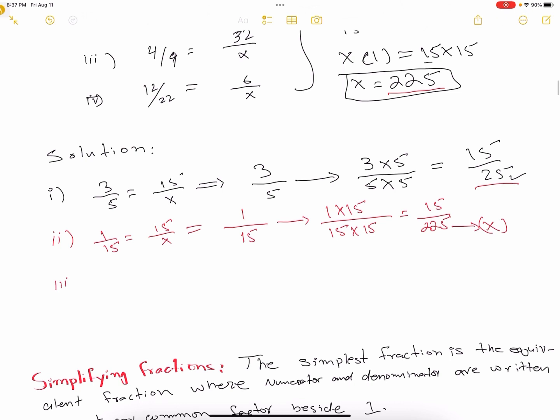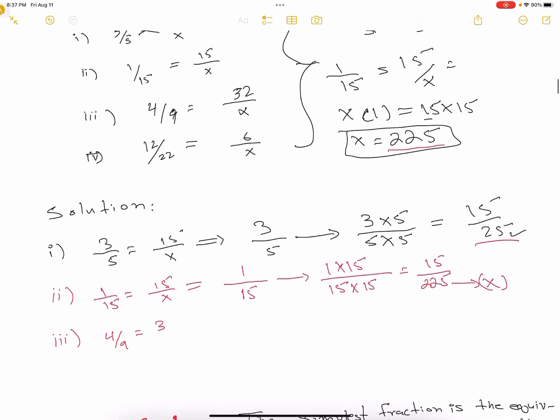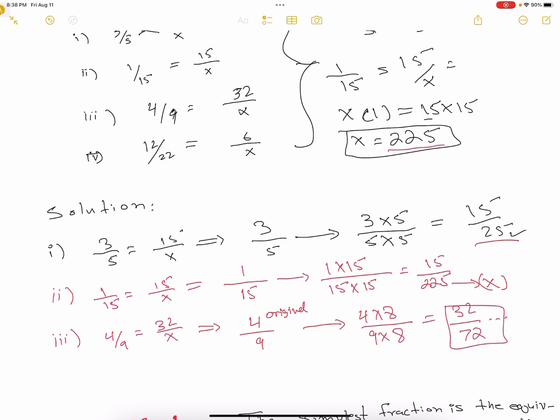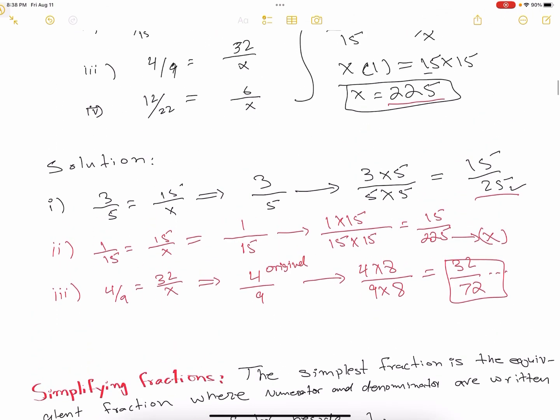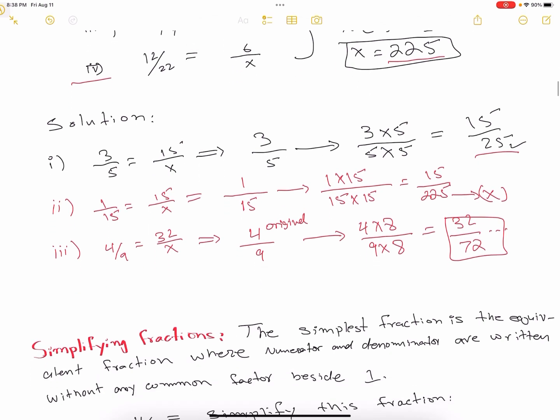Now do number 3 right here. It says 4 over 9 is equal to 32 over x. The original one was 4 over 9. Now it's given 32. What is 32 in terms of factors of 4? 4 times 8 is 32. Now x, since we already have the original one, is 9. Now it's multiplied by 8 also, so it'll give us 32 over 72. This is a new fraction, or the equivalent fraction for 4 over 9. How about you guys do number 4 and see how you do it. If you have any trouble with it, please let me know.